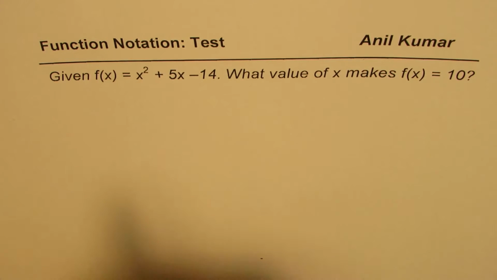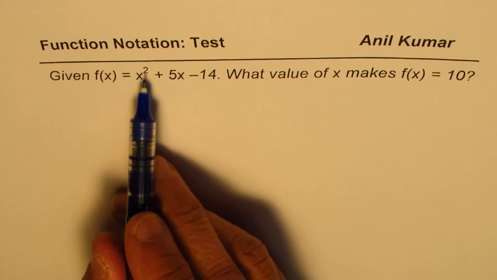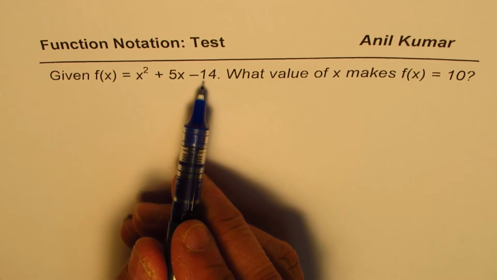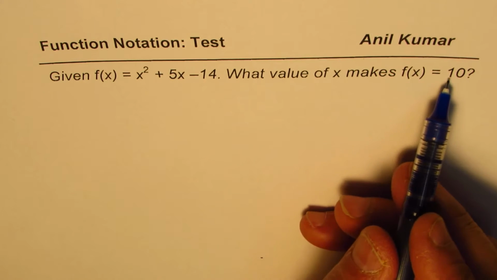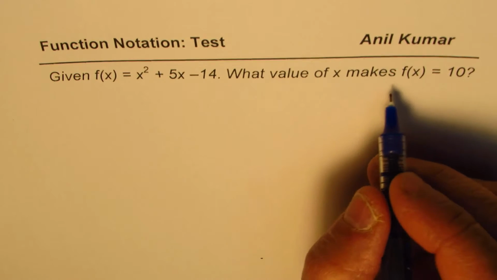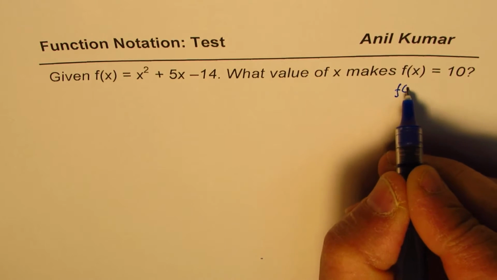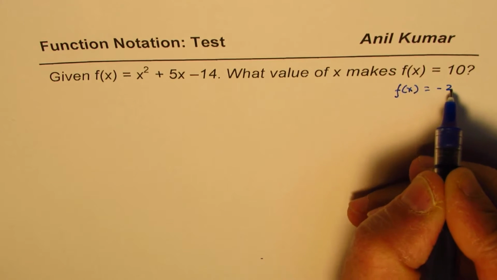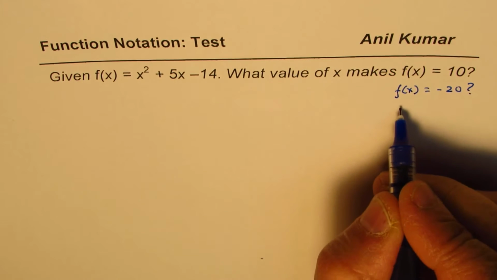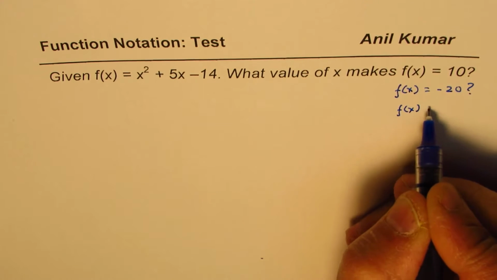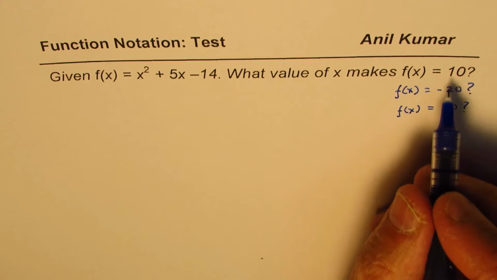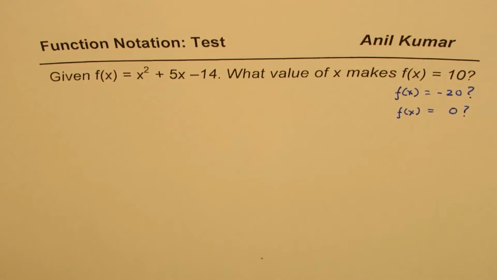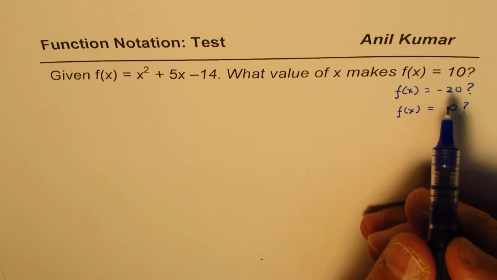The question here is, given f of x equals x squared plus 5x minus 14, what value of x makes f of x equal to 10? Well, that could be one part, and we could say what value will make f of x equal to minus 20, right? And we also have another question saying what will make it 0. So these three parts you can try for the given equation. So let's do them one by one.